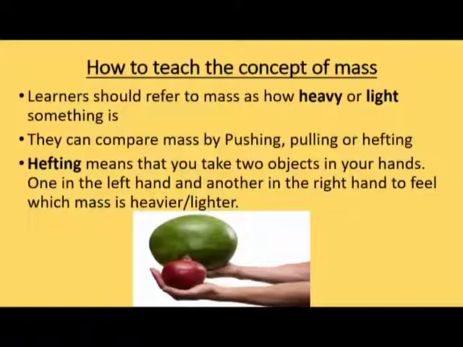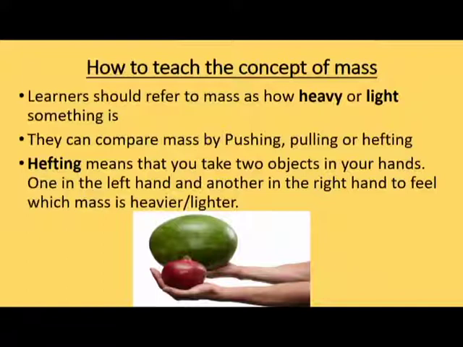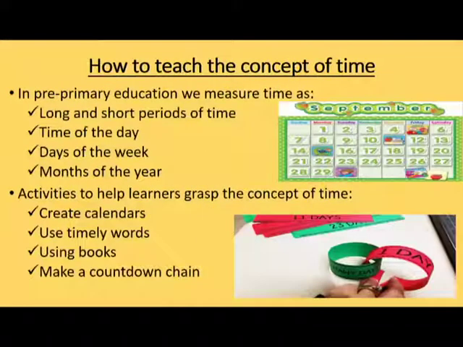They simply do this by hefting or pulling or pushing. You can ask them to push their own desks, or they can push the teacher's table, and they should be able to feel which one is heavier and which one is lighter. So hefting simply means to take two objects in your hand, one in the left and one in the right, and then you feel the mass. So we do it practically, only using heavy and light.